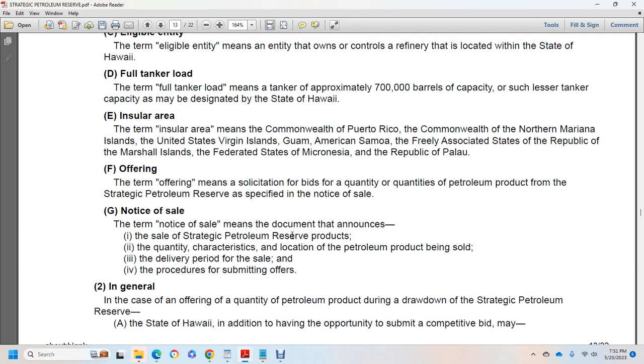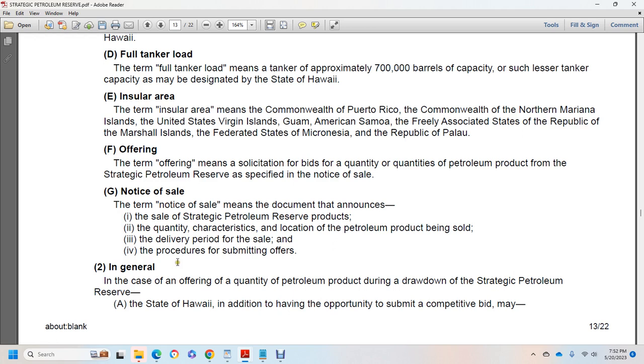And G, the notice of sale. The term notice of sale means the document announcing the sale of the Strategic Petroleum Reserve products, including the quantity, characteristics, and location of the petroleum products being sold, the delivery period of the sale, and the purchasers submitting offers.